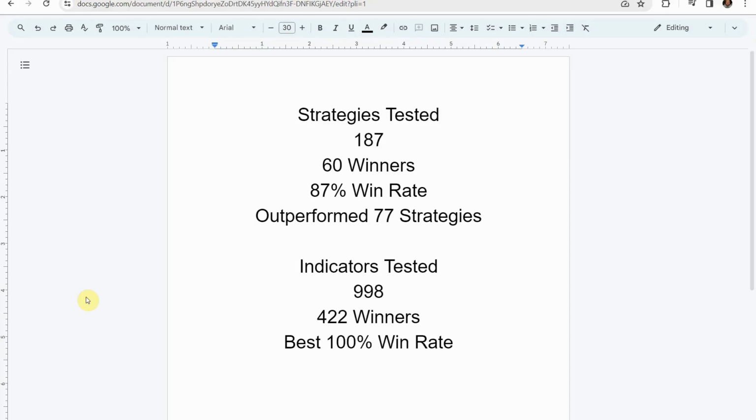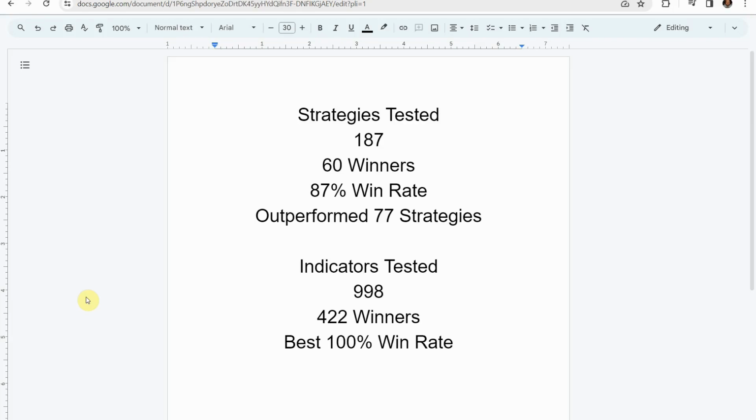Alright, as I said, today we'll be testing a 5-minute scalping strategy. Before we do though, I wanted to put the testing scoreboard up for everyone to see. So to date, we have tested a total of 187 different strategies, with 60 of them being winners. The best one so far was able to achieve an 87% win rate.